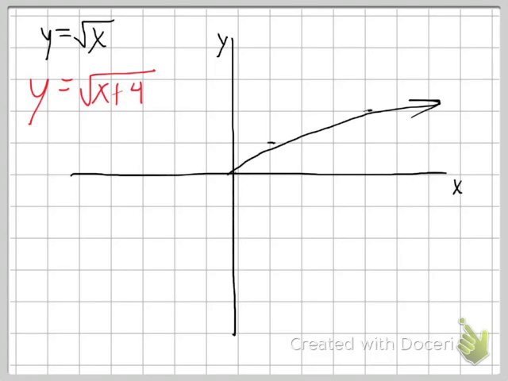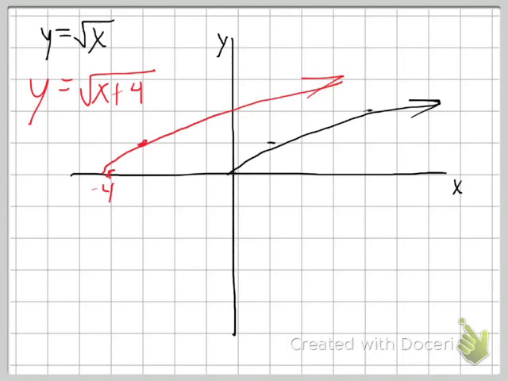Just to prove my point, let's actually plug in negative 4. Negative 4 would be down here. If I plug in negative 4, now I get 0. If I plug in negative 3, then I get the square root of 1, which is 1. If I plug in 0, I get the square root of 4, which is 2. And so I have my graph in red that is shifted to the left 4 places.